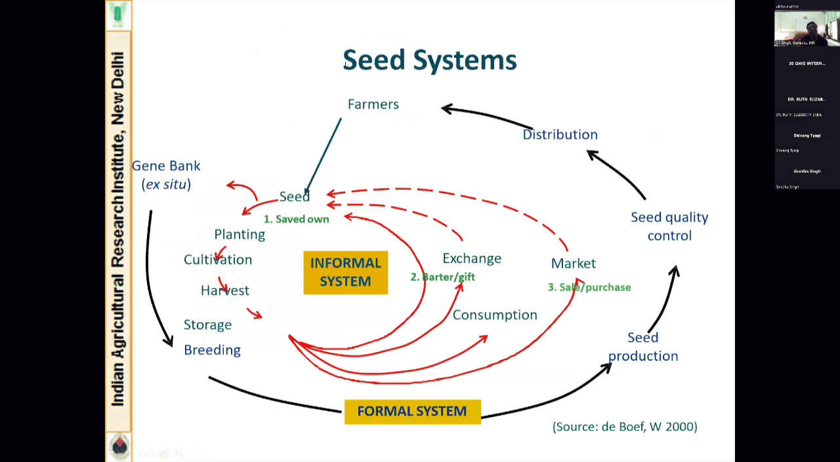It is just for information that in seed systems, there are two systems, the informal system and the formal system. The informal system is among the farmers, who may get seed through exchange or from the market, but the formal system involves the gene bank, breeding methodology, seed production, seed quality control, and distribution to farmers. So it has a better quality system in the formal system.